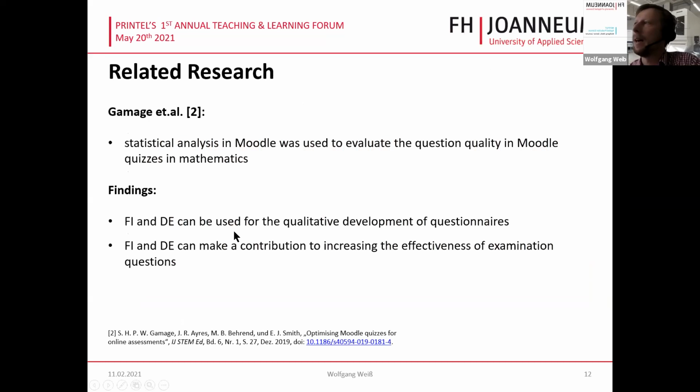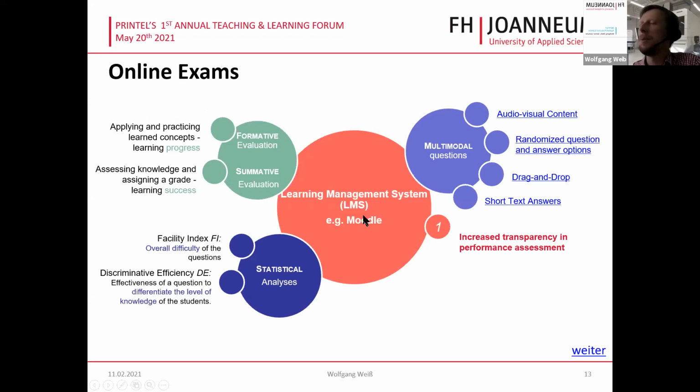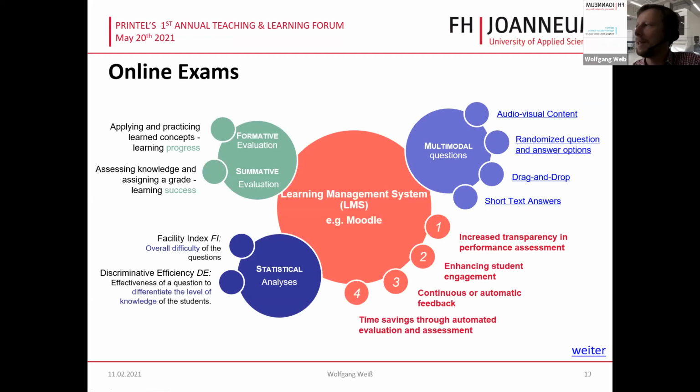Related to these results, there's also research based on the work of Gamache et al. He did the same in the field of mathematics, and he also found out that the facility index and the discrimination efficiency can be used for the qualitative development of questionnaires. So at the end, with a learning management system like Moodle, we can first increase the transparency in performance assessment. Second, we can enhance student engagement through this multimodal type of questions. We can give continuous automatic feedback, and we can generate time savings through the automated evaluation. And finally, with the statistical analysis, we can do a continuous improvement of the question pool for a specific lecture or exam.